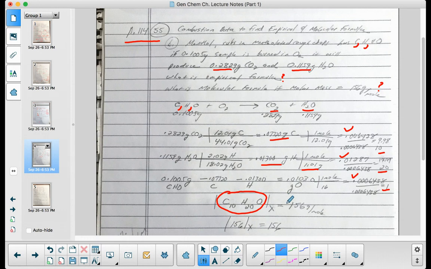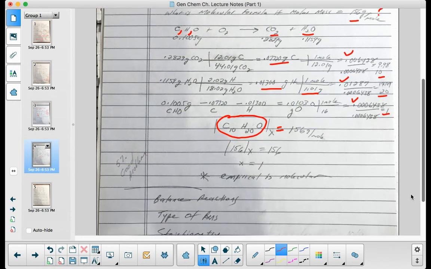But the following question is, what is the molecular formula? So I plug into that formula where I take the empirical formula, multiply by X, set it equal to the molar mass, 156, which was given in the problem, and I then solve for X and distribute. But what I find in this one is that X is equal to 1. And in this scenario, the empirical formula is the molecular formula. So I'm stopping there.